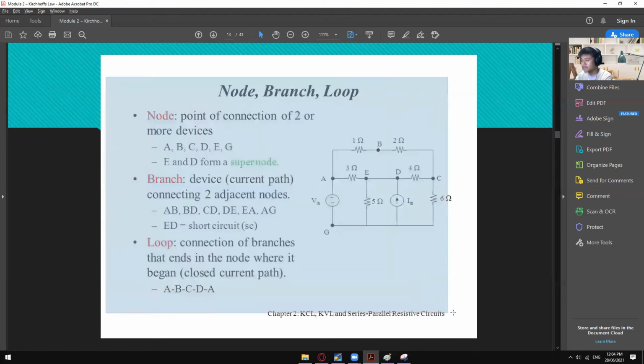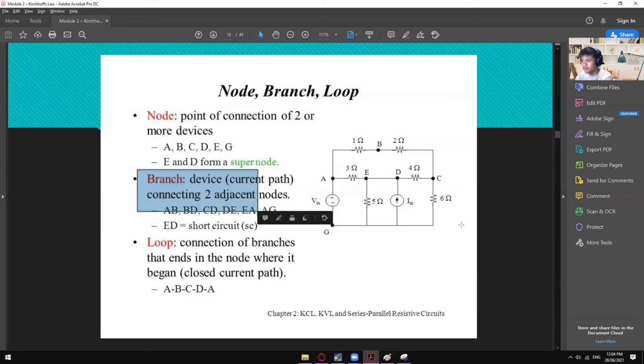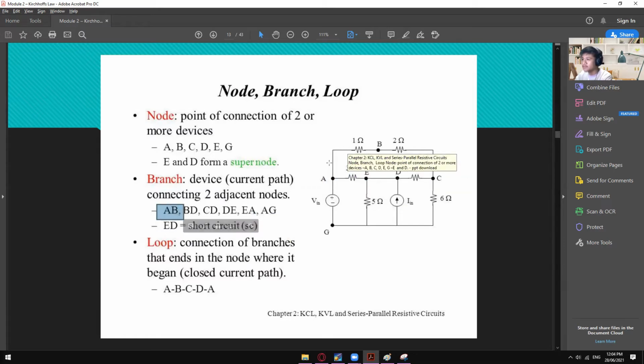Here are more explanations when it comes to node and branch. This is a branch AE, or EA. AB is also a branch, from A going to B. BD is also a branch, B going to D. You can also have two components actually, as long as it has components inside of or between those nodes. B going to D passes through these 2 ohms and 4 ohms, so that's also considered a branch.